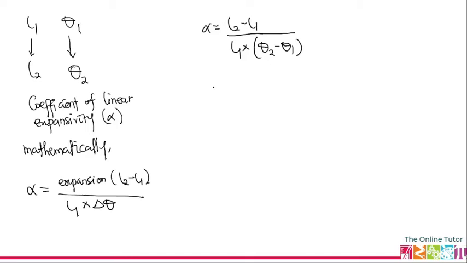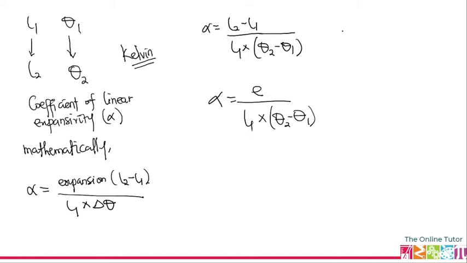Now, other people can represent the change in length, or the expansion, as E. So sometimes we can write the coefficient of linear expansivity alpha to be equal to E divided by the initial length multiplied by the change in temperature of the metal. Now, the temperature that we want over here should be in Kelvin.